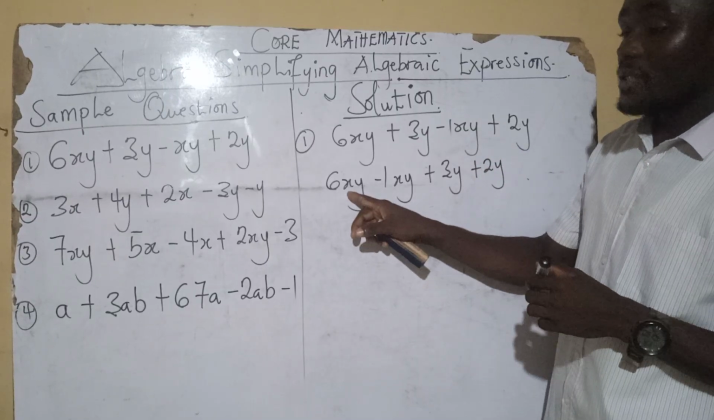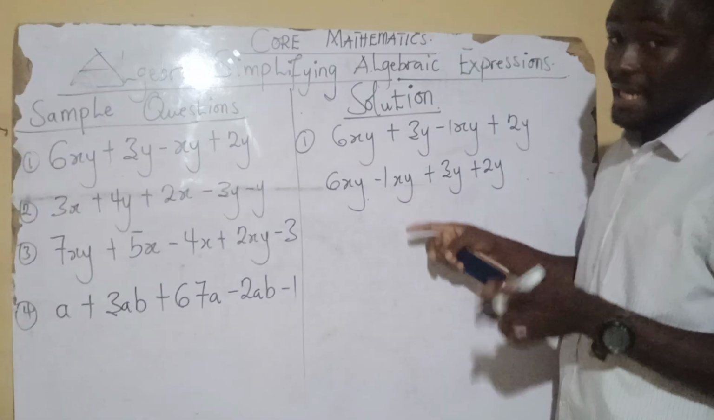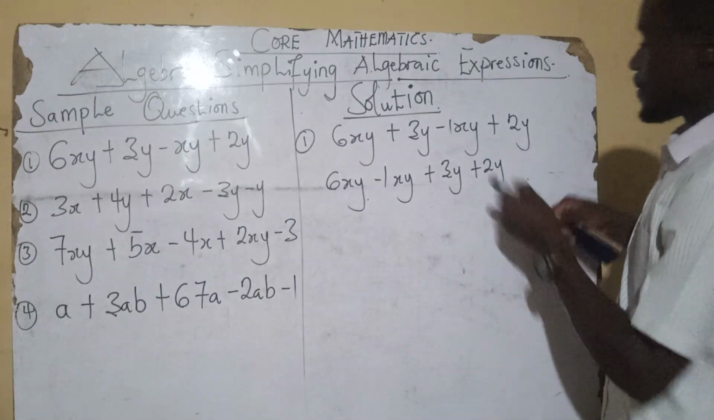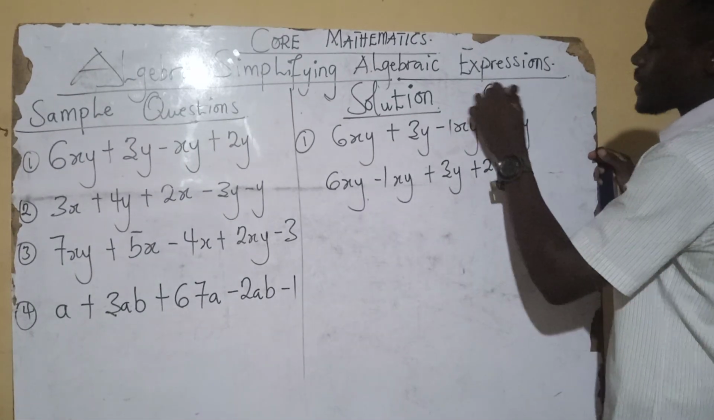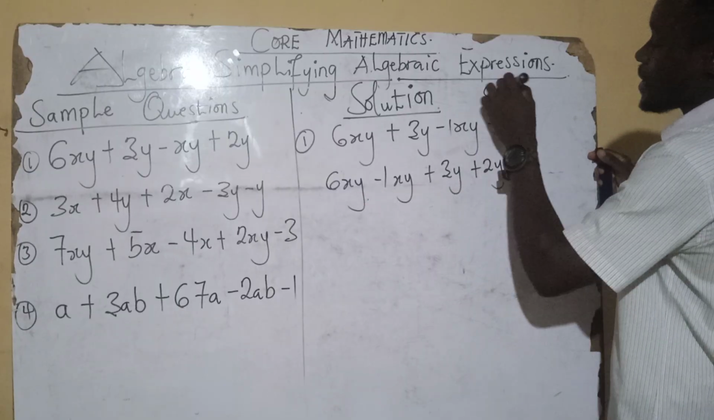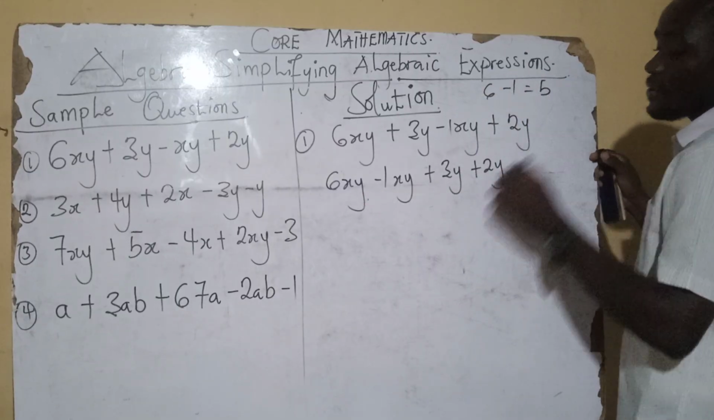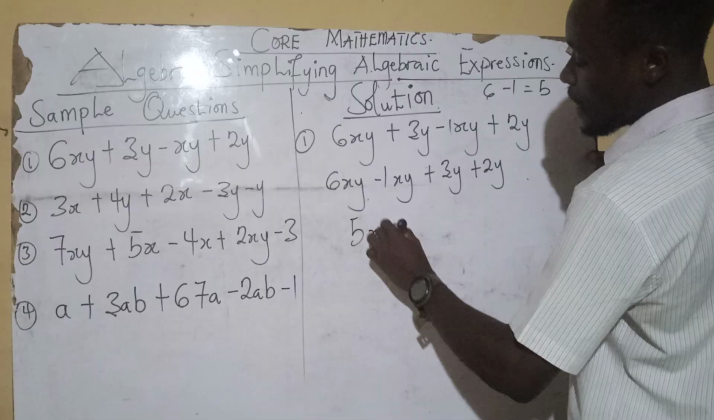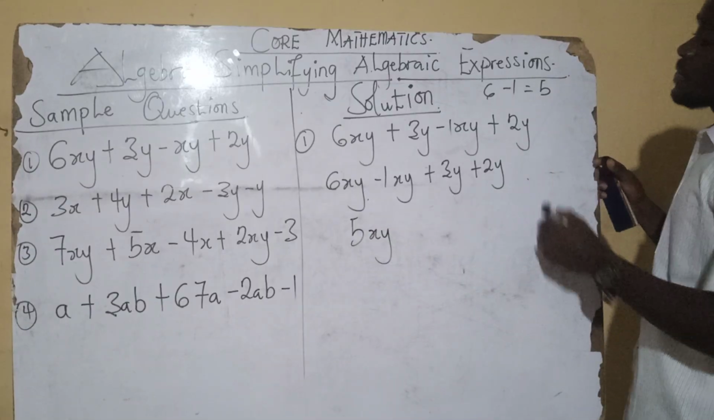Now 6xy and negative 1xy are like terms. So I'm going to deal with that head on. The coefficient of xy here is 6. The coefficient here is minus 1. So I'm going to get what? 5. So my answer becomes 5xy. Are you following? Very good.